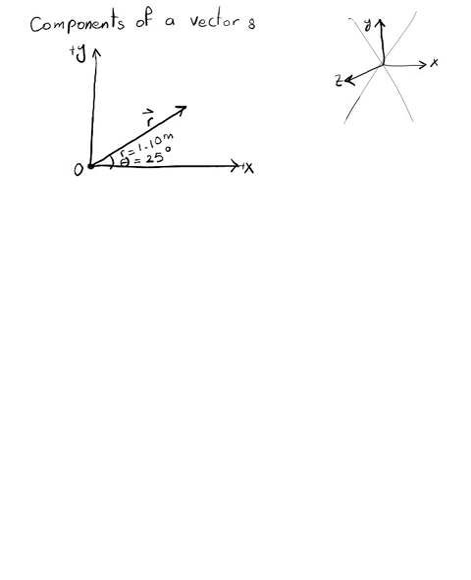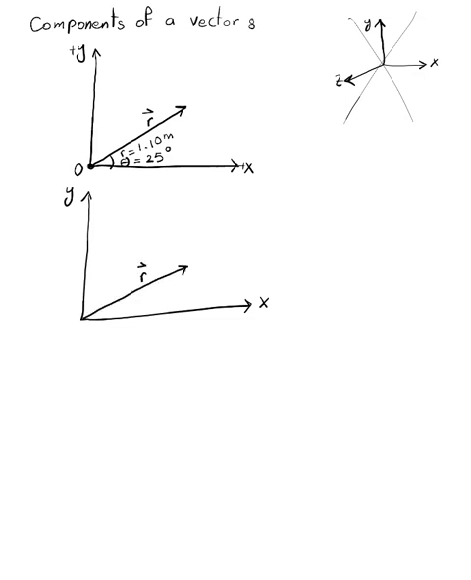Equivalently, we can define this vector r by saying that it extends a distance rx in the x direction and a distance ry in the y direction. Let's see what happens here. I'm going to draw the coordinate system again. So this is x, this is y, this is my vector r.